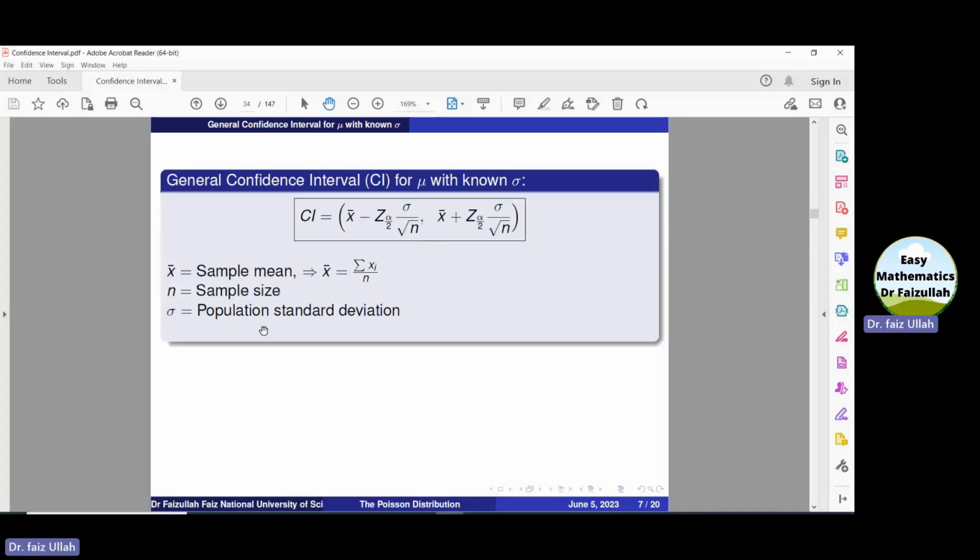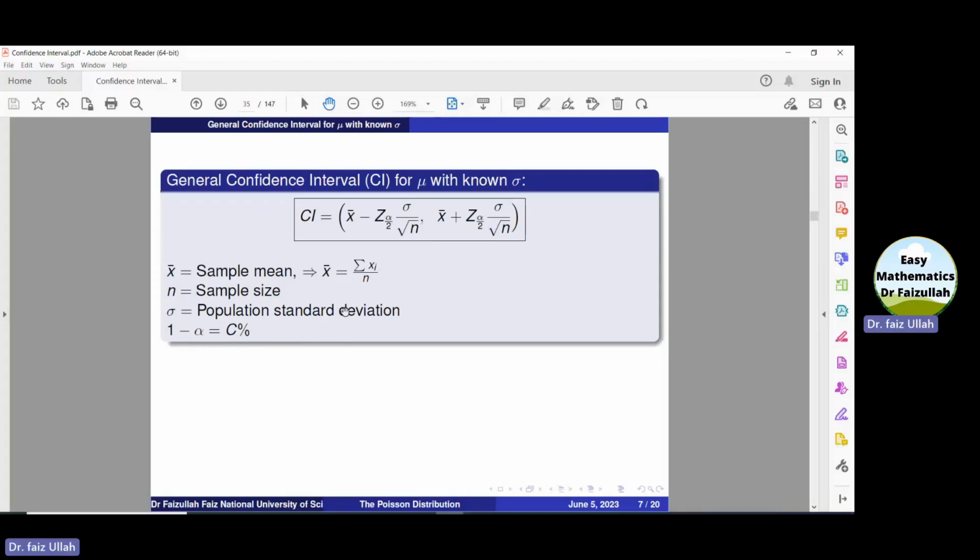But an important thing here is that if someone asks us to find 20% confidence interval, then we shall put 1 minus alpha is equal to 20%, which is equal to 0.20. And then we shall simplify this to find the value of alpha and alpha by 2, using the value of alpha by 2 here, and then by the table of normal distribution, we can find the value of z.